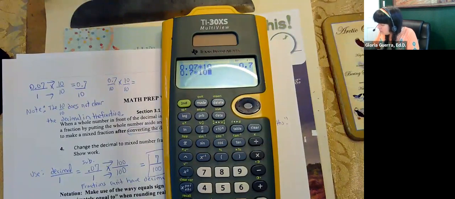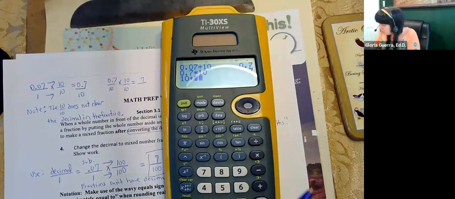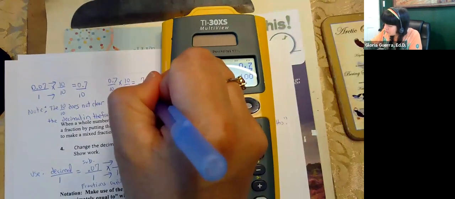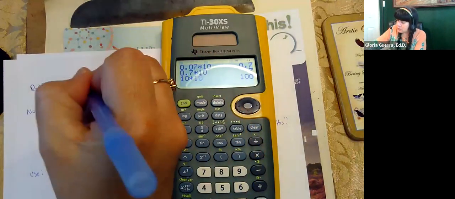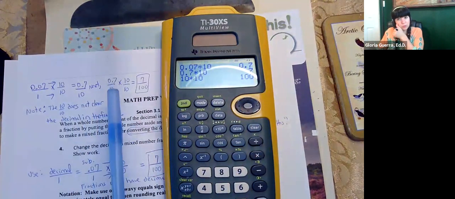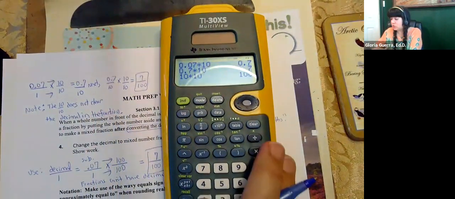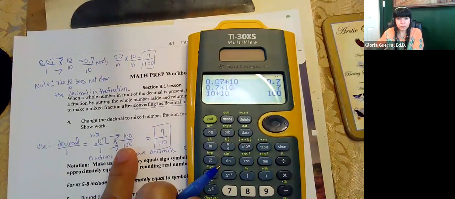0.7 times 10 is 7, and 10 times 10 is 100, to get the 7 over 100. Okay, so next, you have to do a lot more work. So you see, just using the right one from the get-go takes care of that.